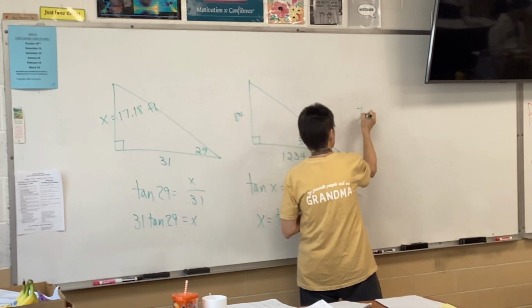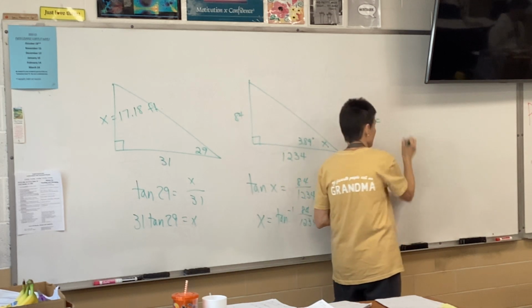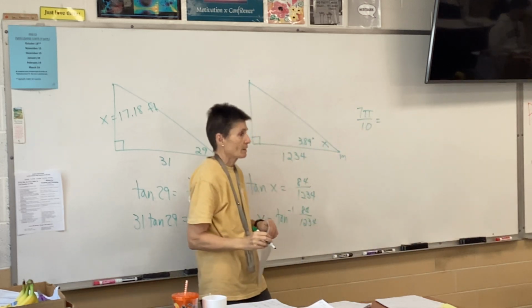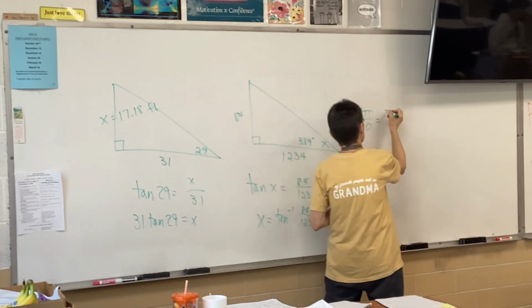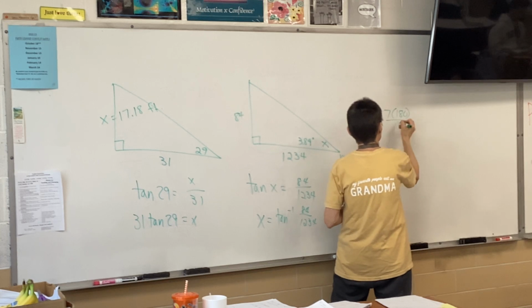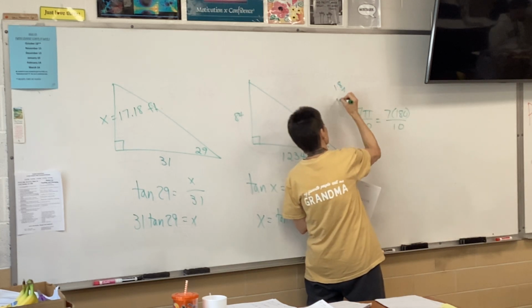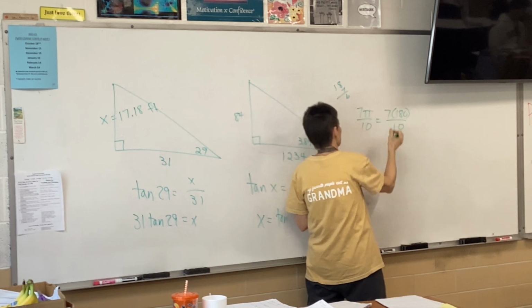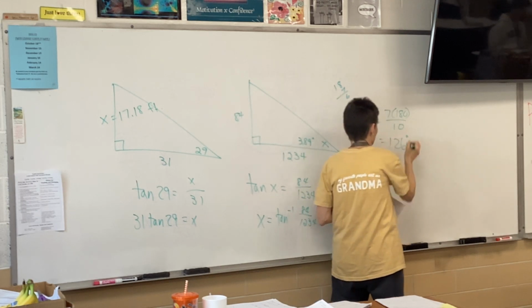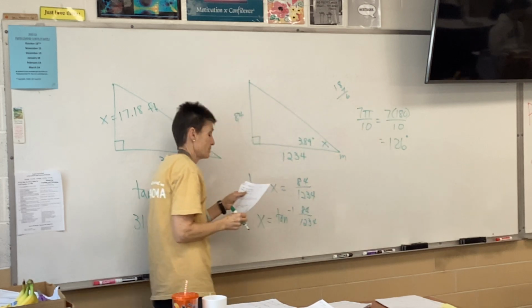Change into degrees, 7 pi over 10. How do we do that? Plug in 180, so 7 times 180 over 10. Simplify that any way you want. Basically, it's 18 times 7. 126. You get 126 degrees.